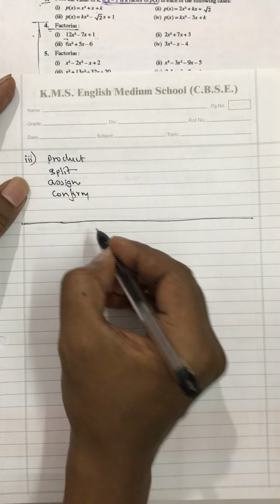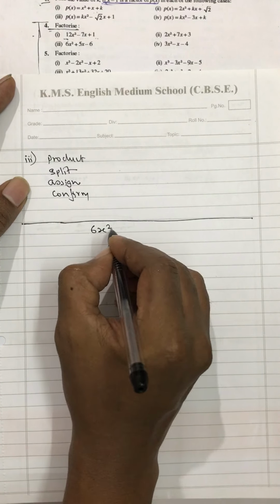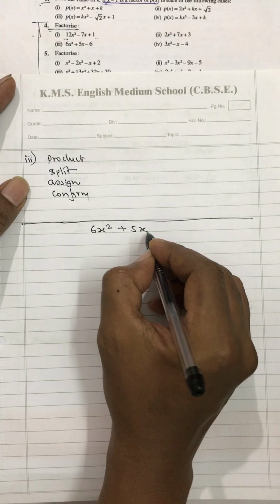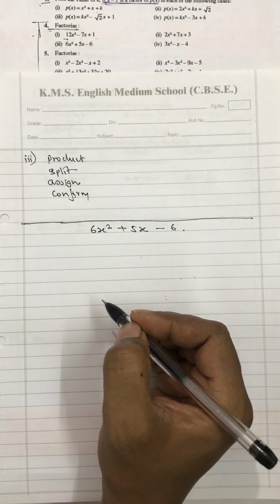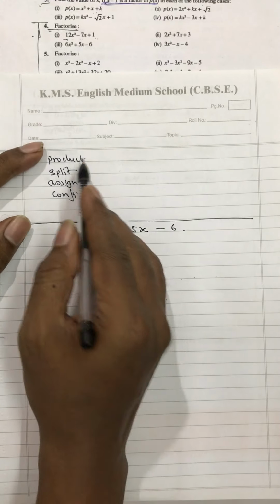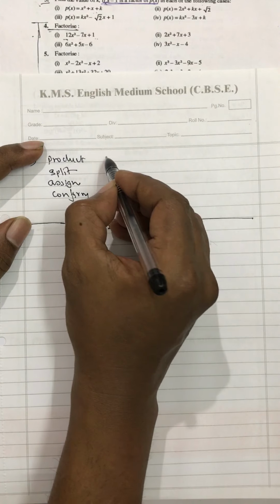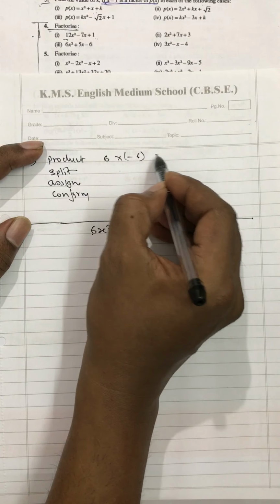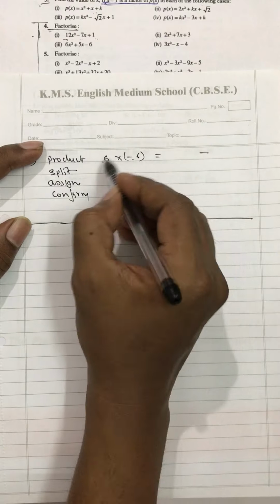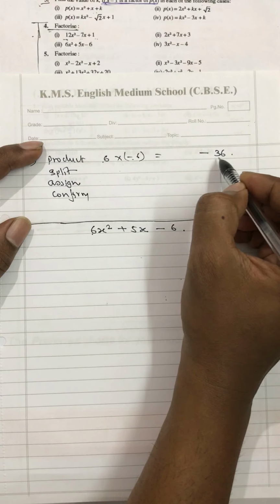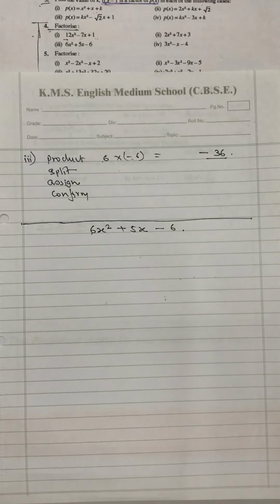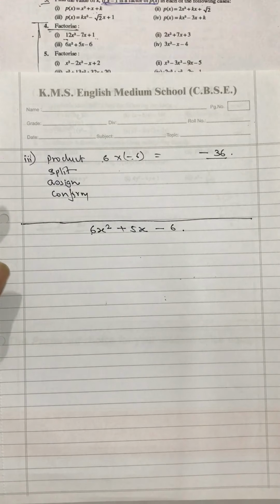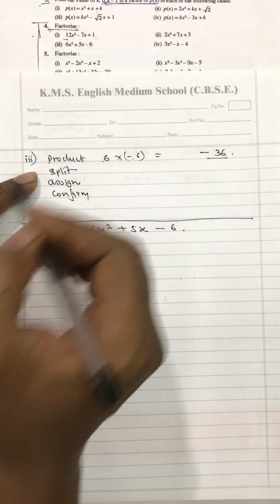This is the rough work. What is the actual question? 6x square plus 5x minus 6. Product will be 6 into minus 6, which is minus 36. I have to remember this over here. Fine. Now if I have to discover the split, I have to know the numbers.